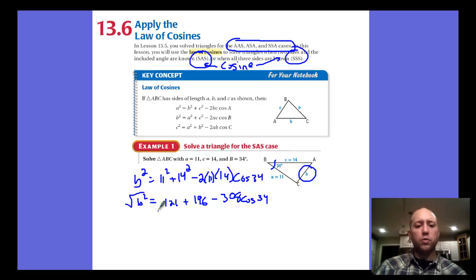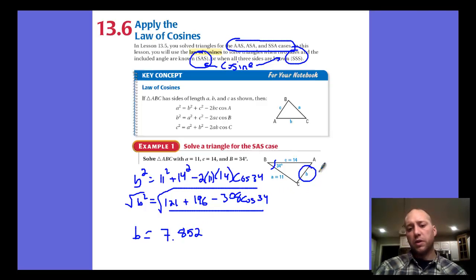So then we can square root both sides. We have to evaluate everything underneath it first, and that's how I punch it in. You get approximately 7.852. So that would be the side.